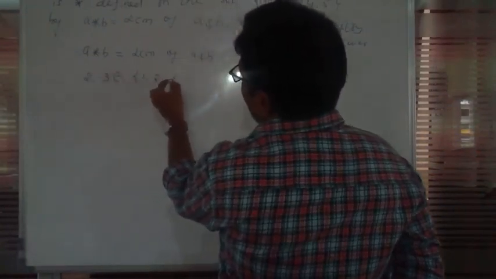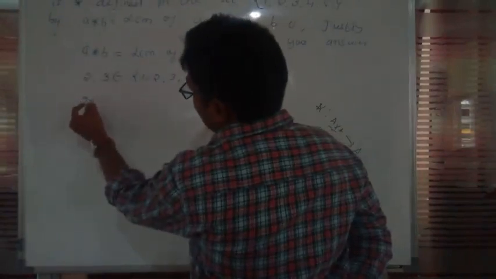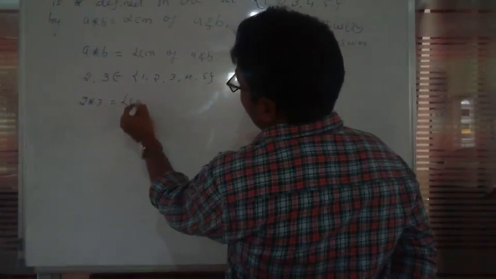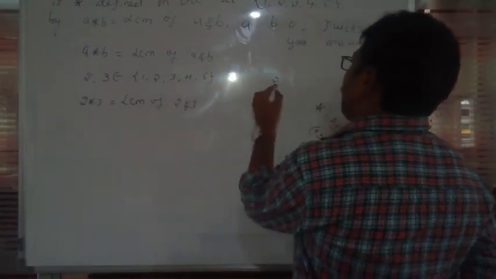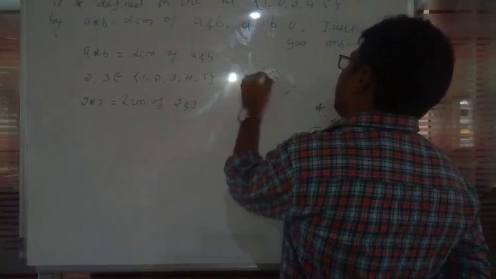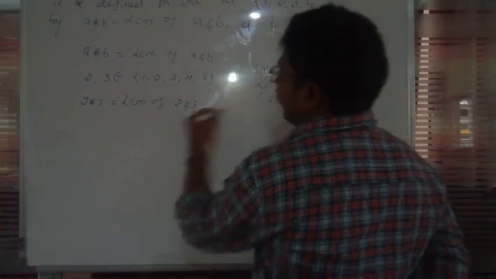Which set? The set is {1, 2, 3, 4, 5}. 2 and 3 belong to {1, 2, 3, 4, 5}. Keeping these two elements, 2 star 3 is equal to applying LCM, the LCM of 2 and 3. What happened? 2 and 3 give 6, since 2 times 3 is 6.